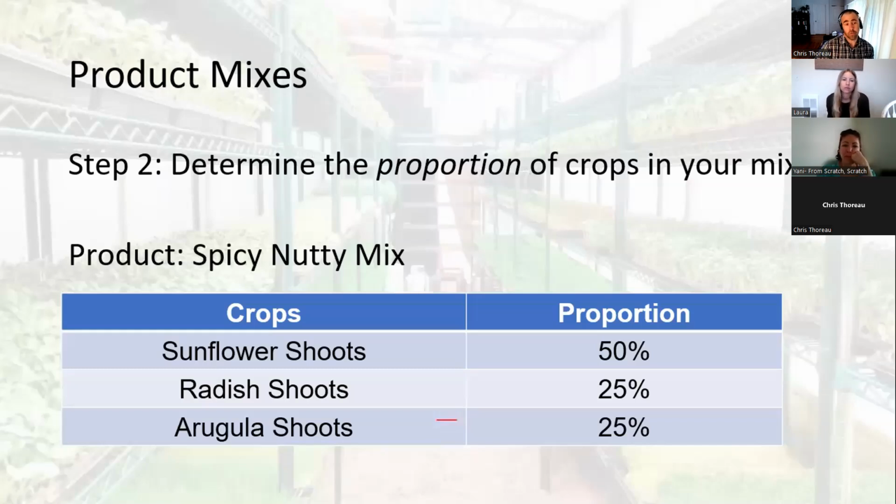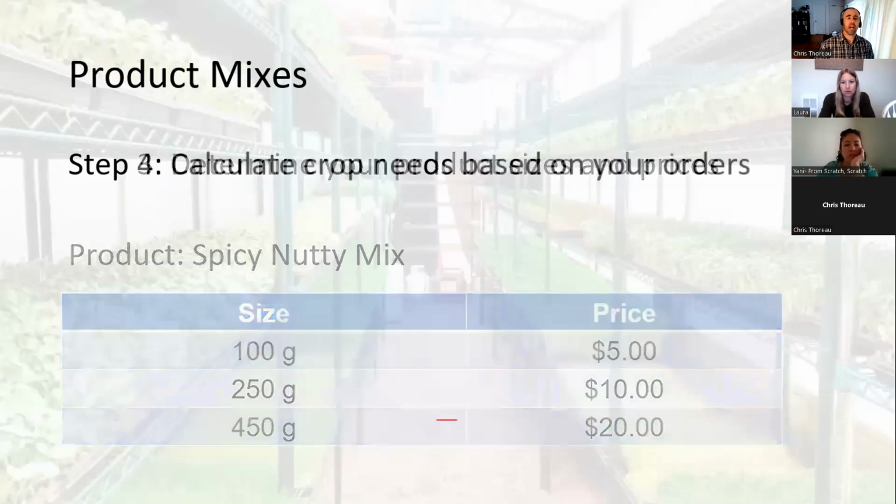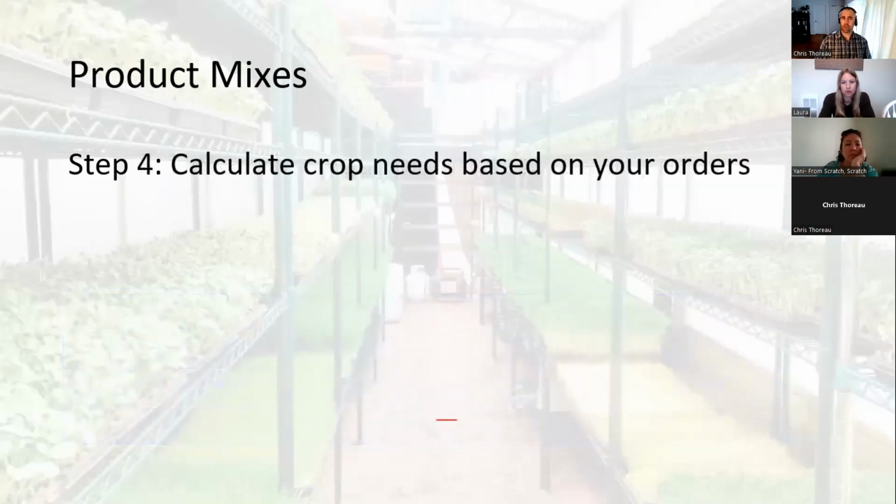So then what is step 3? Cecilia is already ahead of the game here: determining your product sizes and prices. Again, technically, we don't need the prices to do a crop calculation, but it's in there because if we're going to do the calculation on how much to sow, we might as well do the calculation on our revenue. So we're going to stick with the same sizing we used for our peas, 100 grams, 250 grams, and 450 grams. And then we need to calculate our crop needs based on our orders.